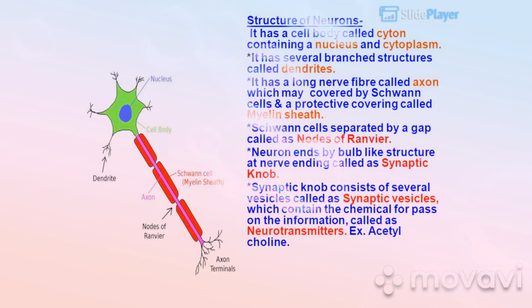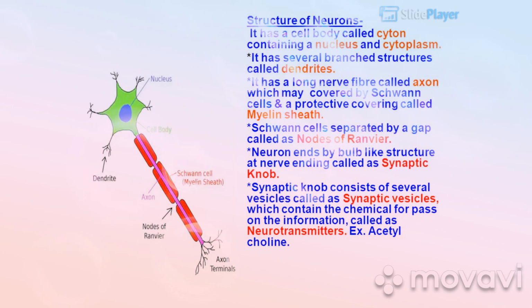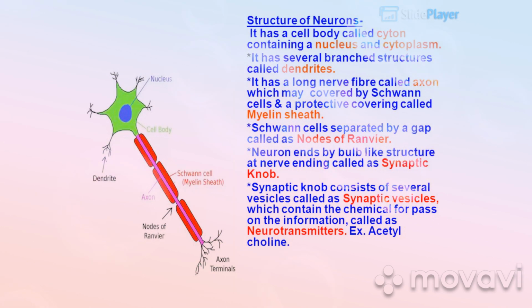Structure of neurons. It has a cell body called cyton containing a nucleus and cytoplasm. It has several branched structures called dendrites. It has a long nerve fiber called axon, which may be covered by Schwann cells and a protective covering called myelin sheath. Schwann cells are separated by a gap called nodes of Ranvier. The neuron ends with a bulb-like structure at the nerve ending called the synaptic knob.